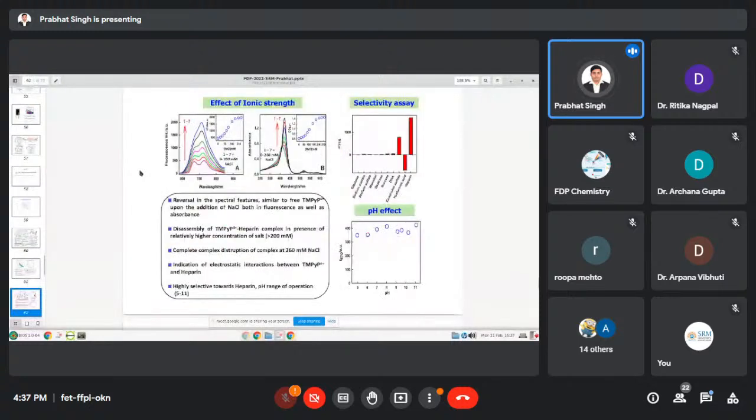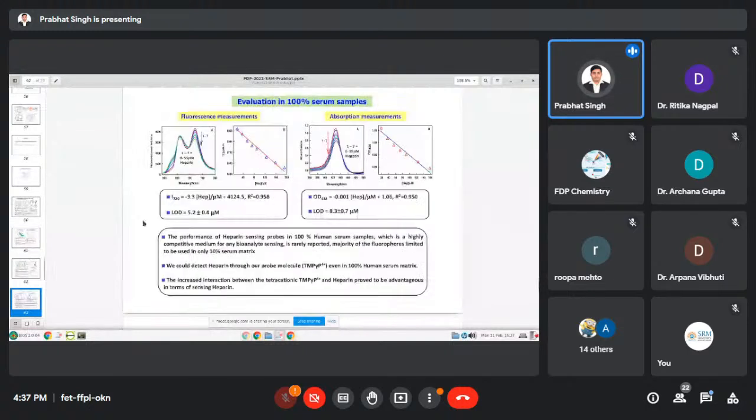So I will probably focus here on ionic strength. Again, you see we could actually go up to 210 millimolar. So ideally, this particular probe with heparin could sustain very high ionic strength of the medium. And then we thought, okay, now there is a hope that it can work in the full serum. So we went ahead and tried to evaluate this probe for 100% serum samples. We could get some reasonable response, I would say 5.2 micromolar and 8.3 micromolar.